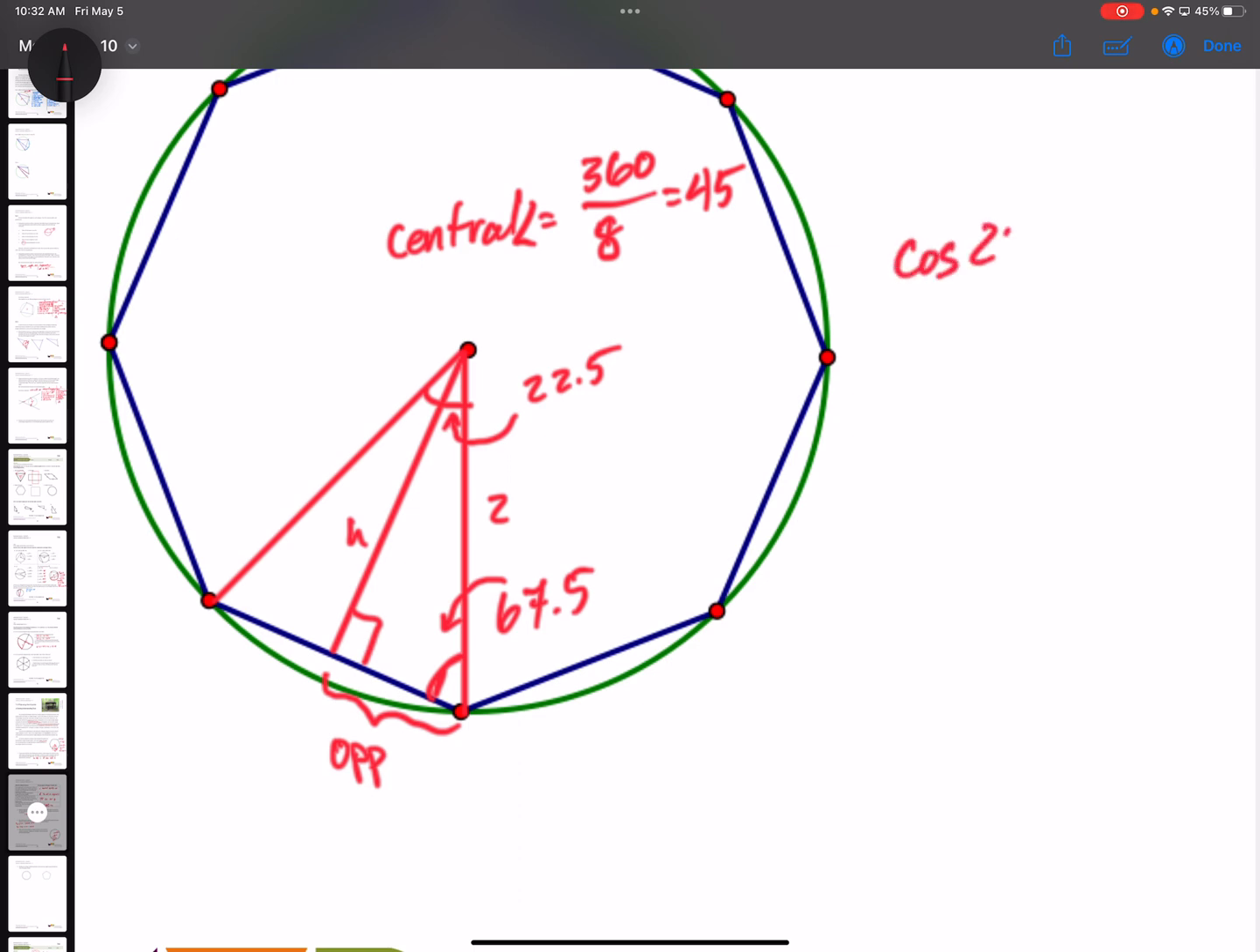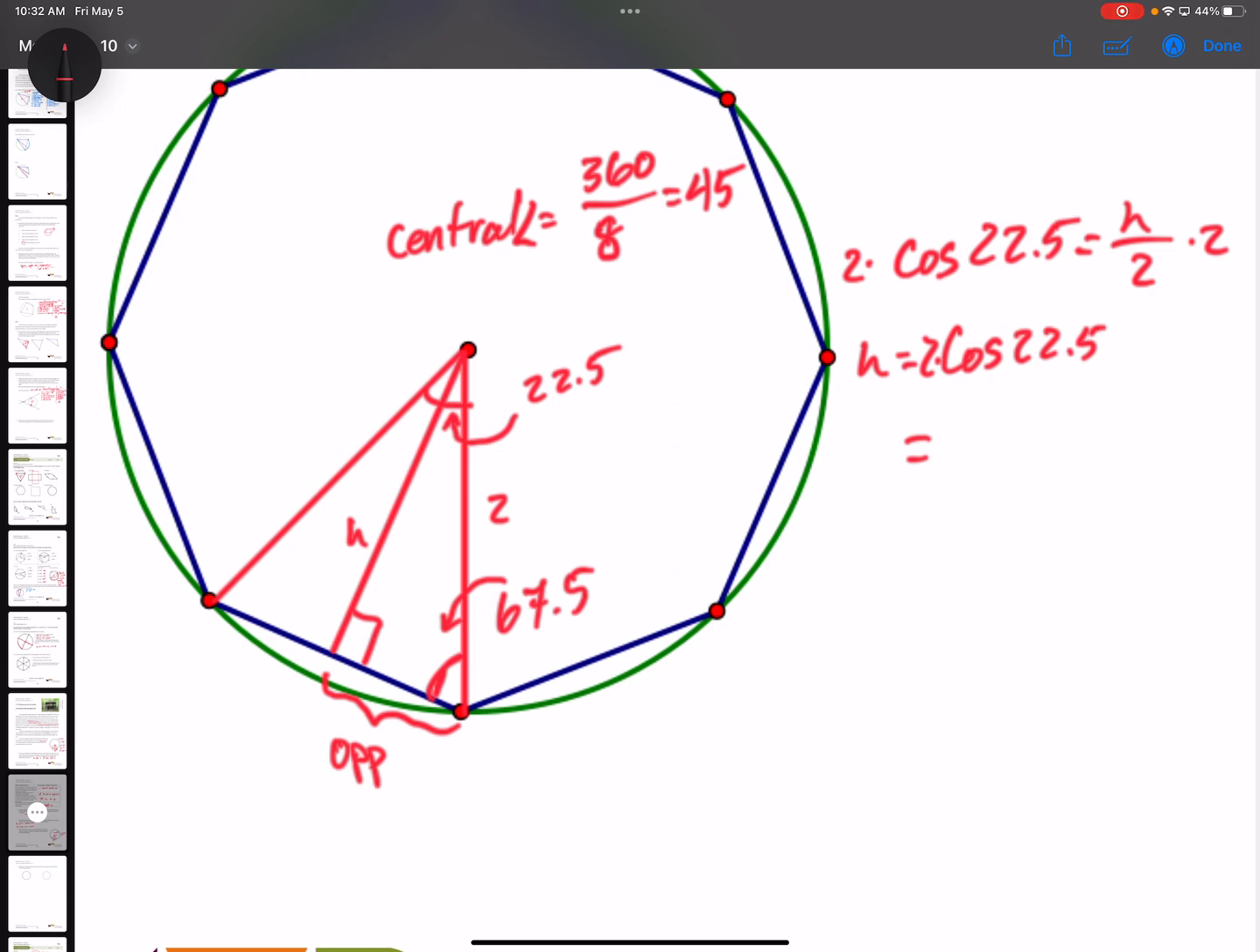Cosine, very good, of 22.5 is equal to h over 2. So multiply both sides by 2. H is equal to cosine of 22.5 times 2. So tell me what that is.